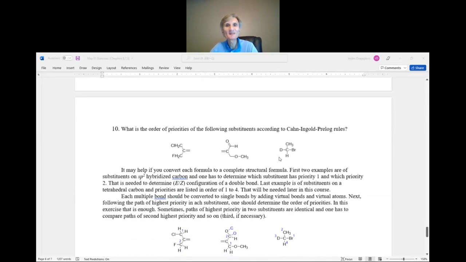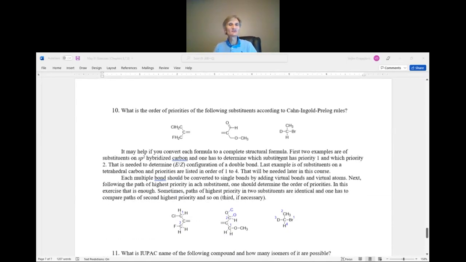Question number 10. What is the order of priorities of the following substituents according to Cahn-Ingold-Prelog rules? There are 3 different examples, and you're supposed to provide the order of priorities. The first 2 are something we covered in chapter 8, where you are determining whether a double bond is E or Z, as opposed to cis-trans nomenclature. EZ is systematic IUPAC nomenclature.